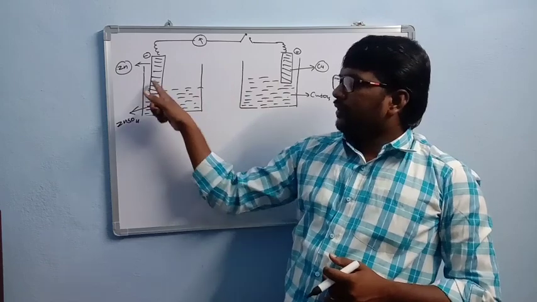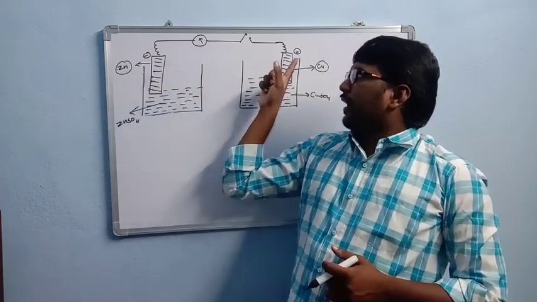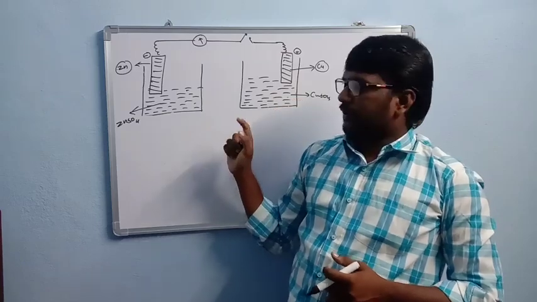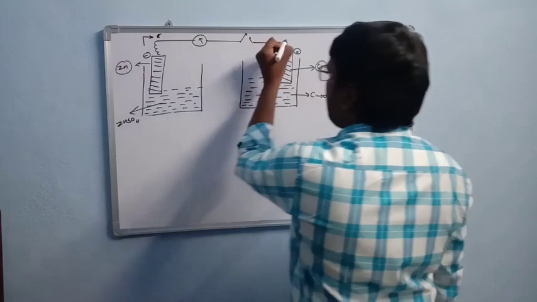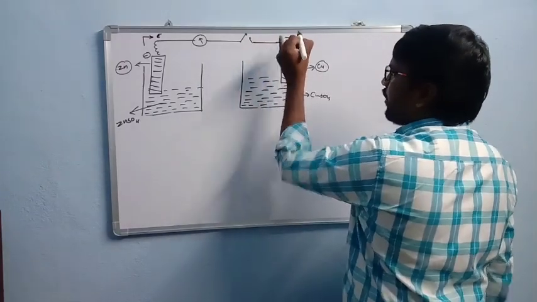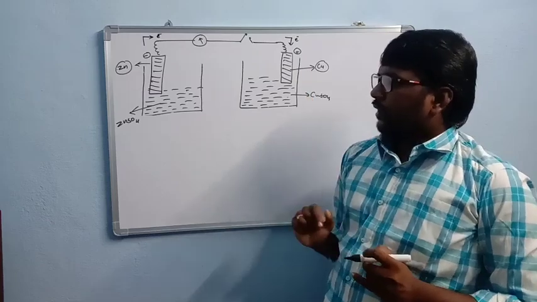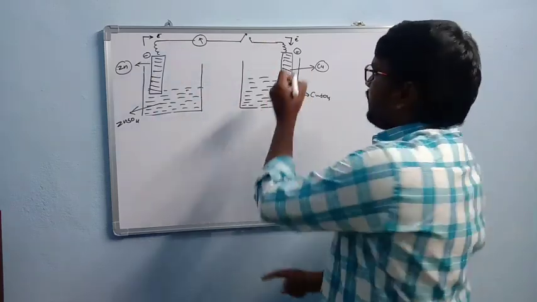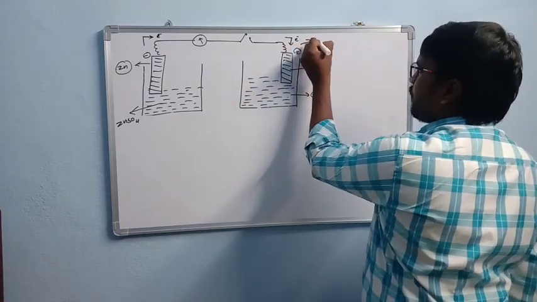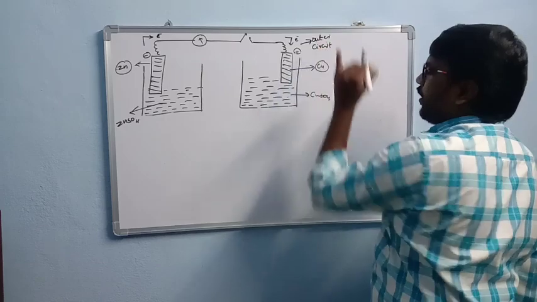So we already saw that at the anode release of electrons takes place, and at the cathode gaining of electrons takes place. So here electrons migrate from the anode to the cathode. The electrons are released at the anode and gained at the cathode. This migration of electrons takes place in the outer circuit.